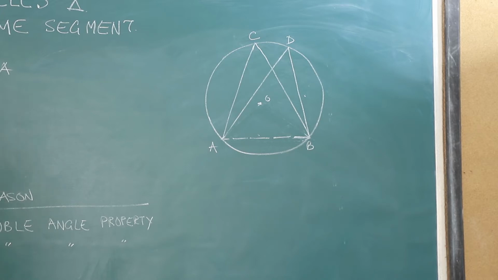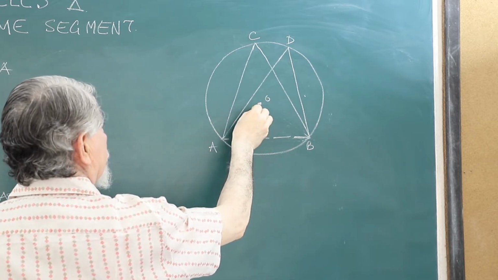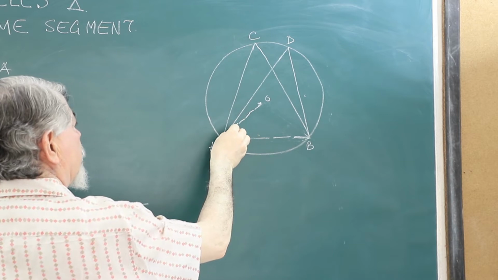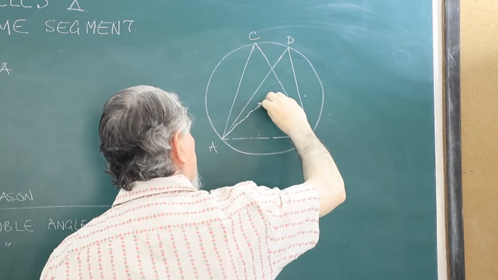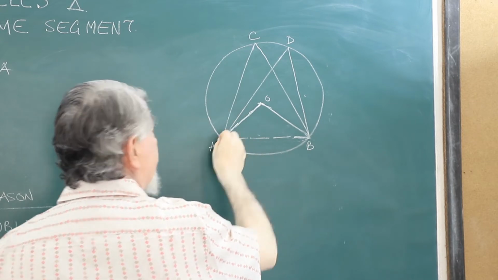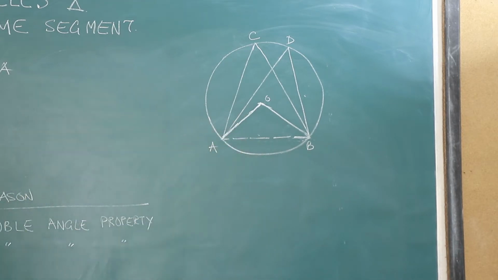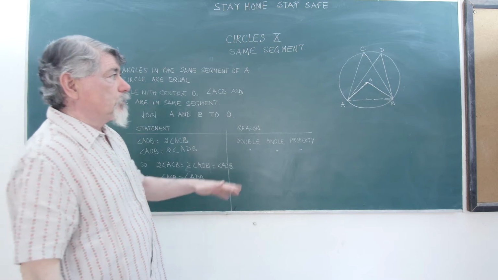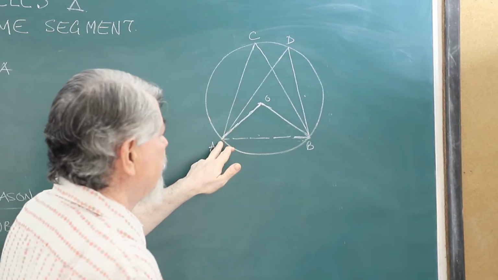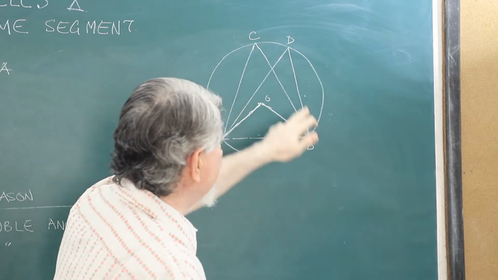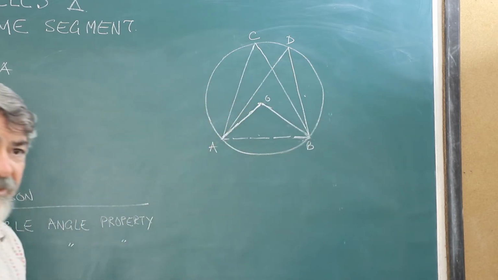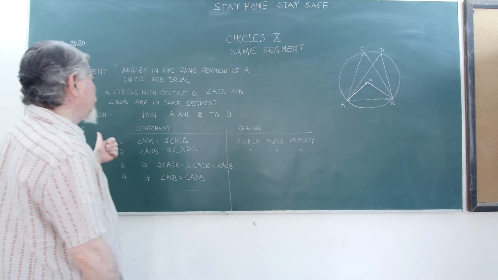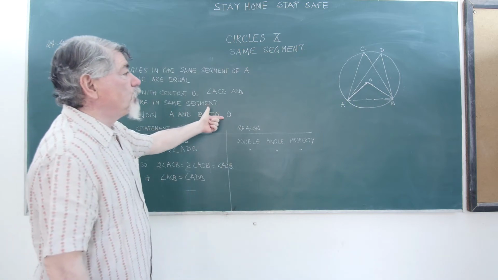What is the construction we have to do? We join O to A and we join O to B. We have joined the center O to the point A, one end of the chord, and O to the other end of the chord. So for all these triangles, whether it is AOB, ACB or ADB, the base is the same. Now join A and B to O, that's what we have written.